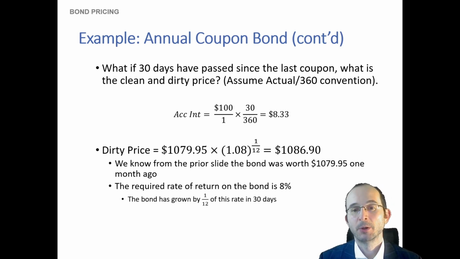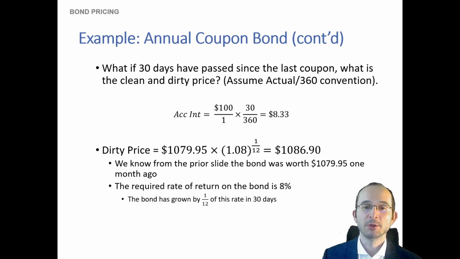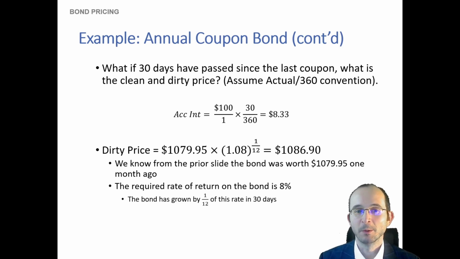Now we know what this bond was worth 30 days ago, right? We computed what its present value is. If this bond has literally just 5 years to go, it was just issued or has just paid a coupon, the result in the previous example means this bond is worth $1,079.95.